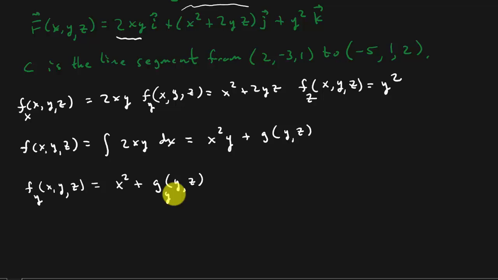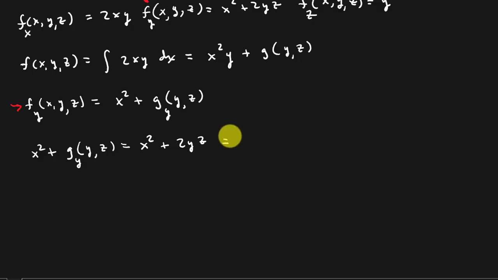Okay? And so now let's take this and set it equal to this. See, partial f with respect to y, partial f with respect to y. So that's going to give us x squared plus the partial of g with respect to y is equal to x squared plus 2yz. And so this tells me that the partial of g with respect to y is equal to 2yz. Okay, see, the x squareds cancel out.